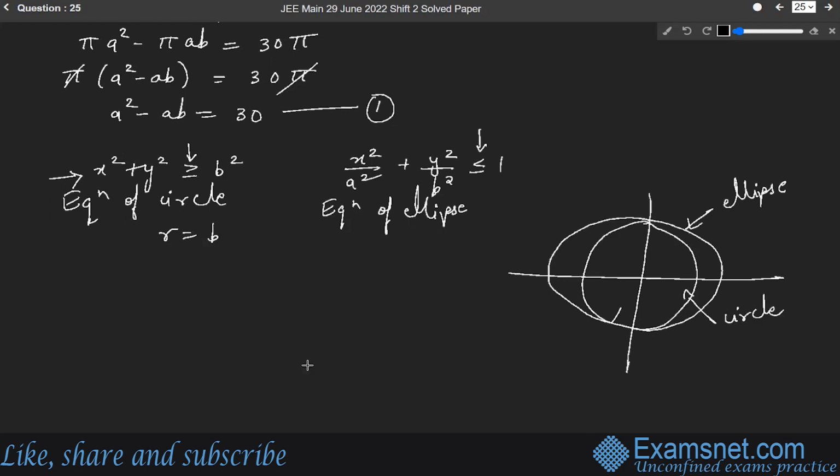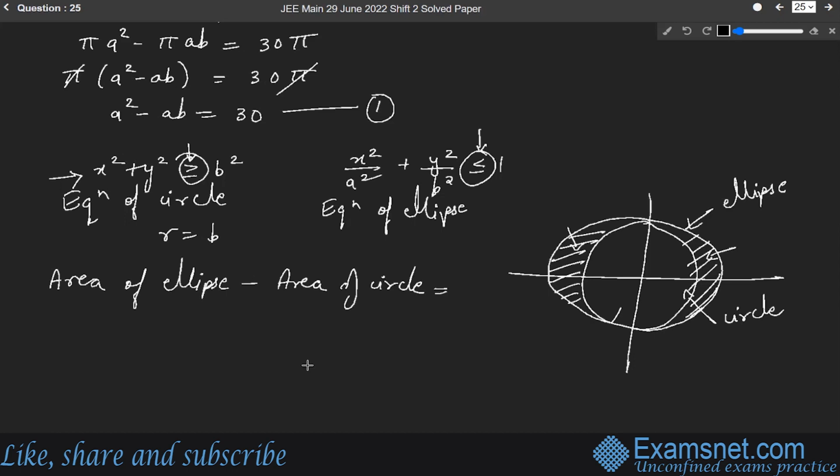According to the equation, for the equation of the circle, we have greater than or equal to. It means everything outside the circle. And for the equation of the ellipse, we have less than or equal to. It means everything inside the ellipse. So everything inside the ellipse and outside the circle is this region, right? Now, how can we find this region? It is very simple. Let us first find the area of the ellipse and then subtract the area of the circle from it. Then the remaining portion will be this shaded portion. So area of ellipse minus area of circle.